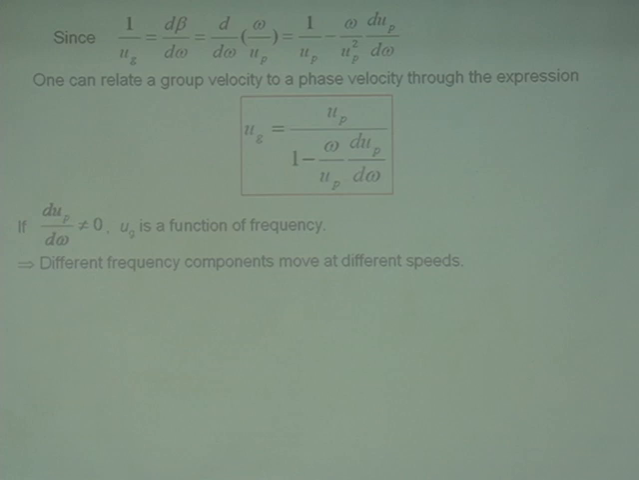is a function of omega, this means that the propagation speed is now also a function of omega. And your UG is also a function of frequency. So this means that the different frequency components can move at different speeds in this system.